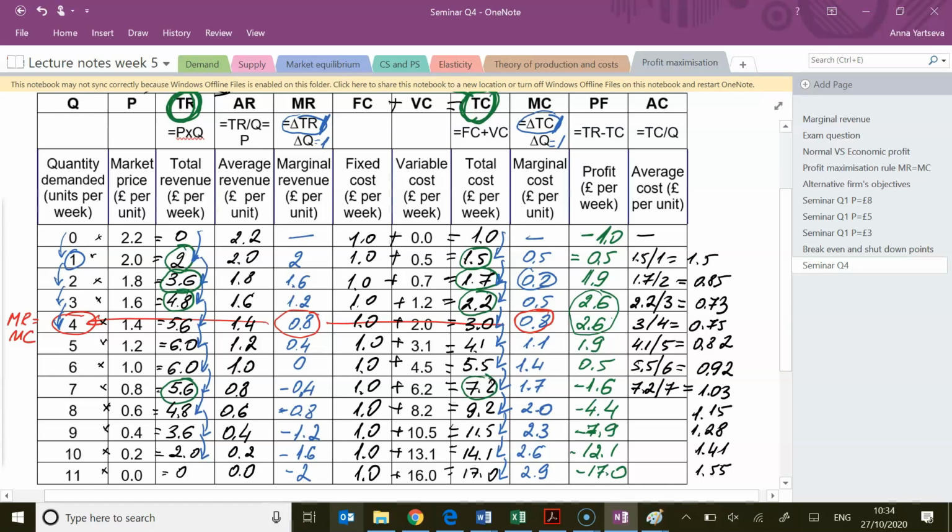Can you see well from the screen? Yeah, is everything okay? Yeah, okay, good. Everyone ready?